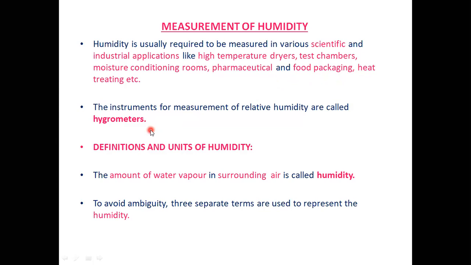The instruments for measurement of relative humidity are called hygrometers. For measurement of humidity, we can call the devices hygrometers here. Some of the definitions and units of humidity: the amount of water vapor in surrounding air is called humidity. Whatever water vapor exists in our surroundings, we call humidity. To avoid ambiguity, three separate terms are used to represent the humidity here.